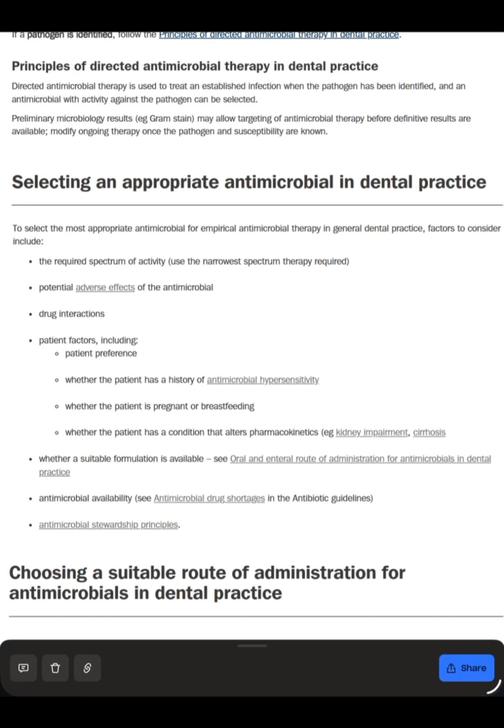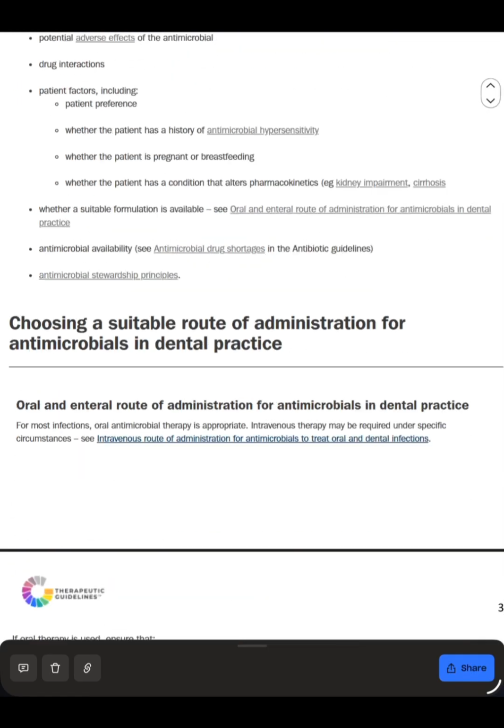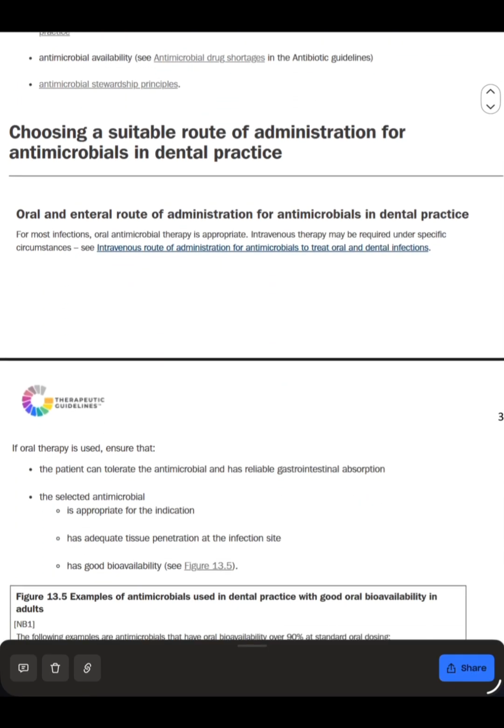Then patient factors come in, including patient preference, whether the patient has a history of antimicrobial hypersensitivity, whether the patient is pregnant or breastfeeding, and whether the patient has a condition that alters pharmacokinetics, for example, kidney impairment or cirrhosis. Also whether a suitable formulation of that antimicrobial is available, or antimicrobial availability. Antimicrobial stewardship principles we also need to consider.